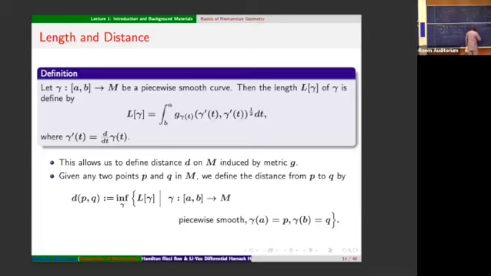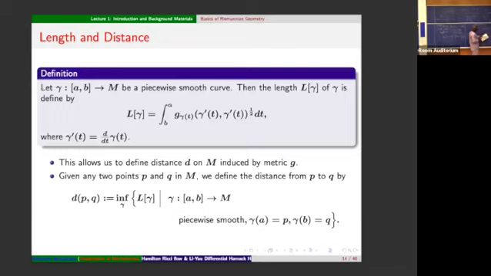You can just look at this. Say this is an interval a, b, and this is your manifold M. Let's say I'm taking this curve to this place, where you have a point P and a point Q, such that gamma of a is P and gamma of b is Q.